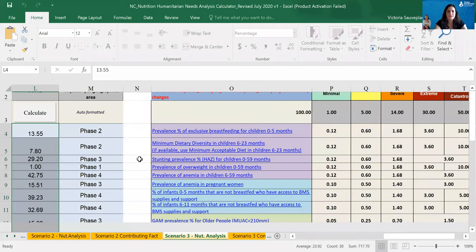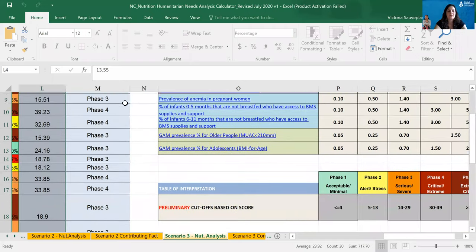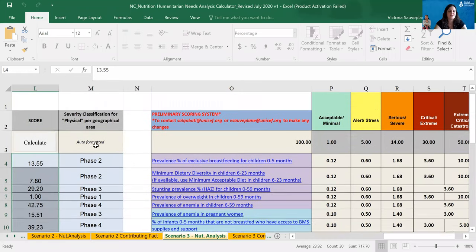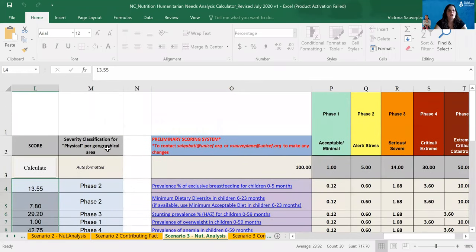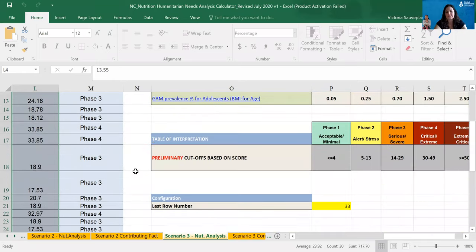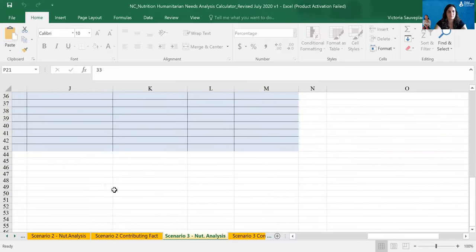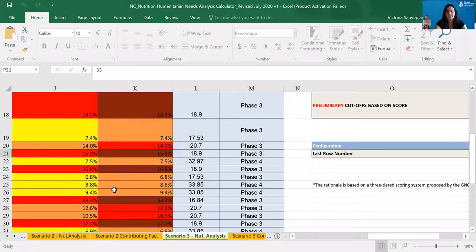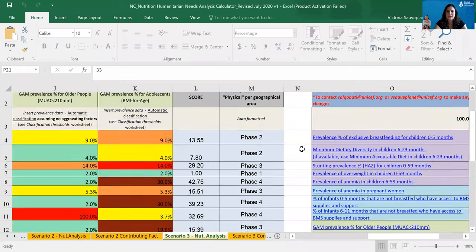So hopefully that's clear. And then, similarly to what we've seen in scenario 3, we have a severity classification per geographical area. We can see that it's automatically done. If you want to add rows, Shabib added this fancy function where you could change the number to more than 33, and then at the bottom here you could have more than 33 rows, in case you have many administrative levels and you need to add more rows as we go along. Shabib, is there anything else to mention here?